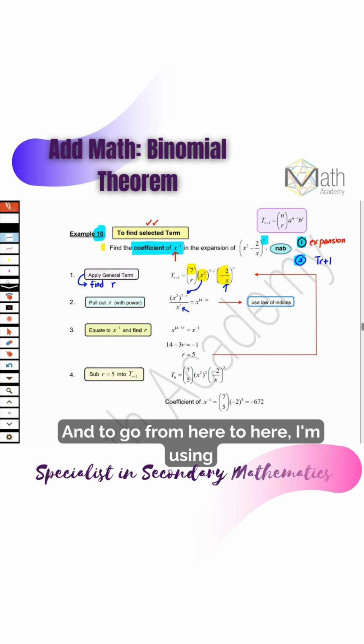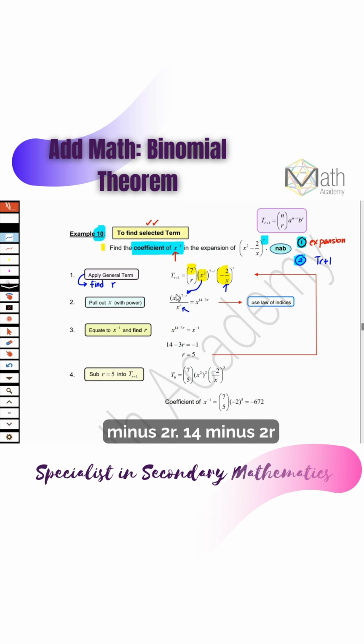So I pull out all the x with the index. And to go from here to here, I'm using indices. Expand, this is 14 minus 2r. 14 minus 2r minus r, you get 14 minus 3r. So in general, when you simplify your general term and you group all the x together, your x shall look like that. So this portion, I have already grouped all the x together.